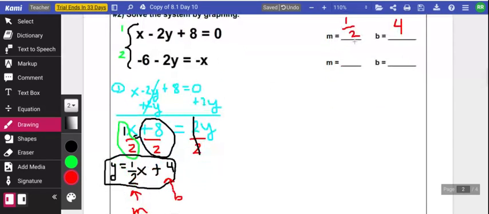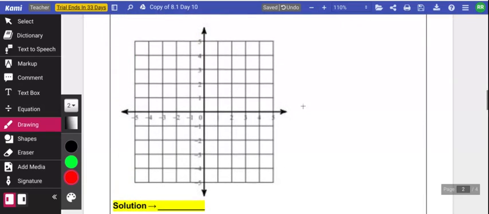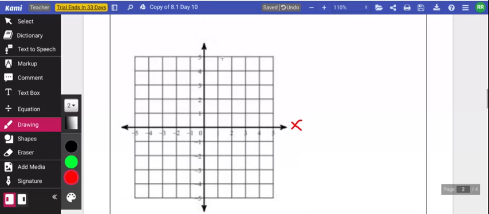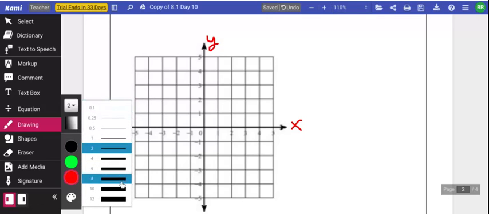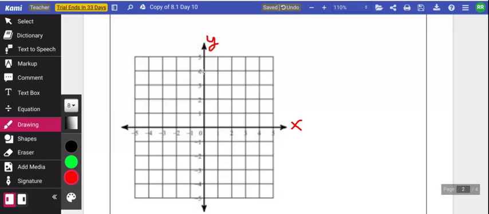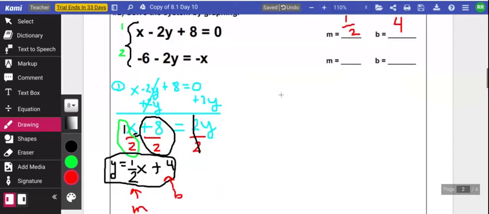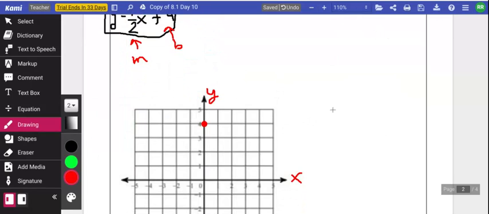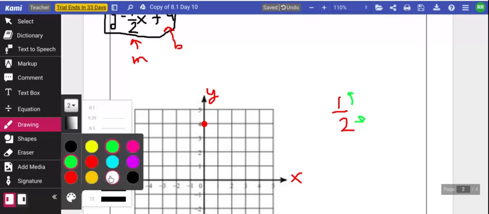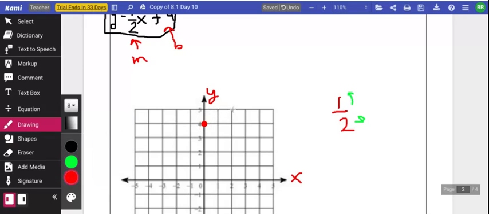So I would begin at b. B, of course, tells me where the line crosses the y-axis. This is the x-axis. This is the y-axis. And so line 1 crosses the y-axis at 4, right? Positive 4. That's where the line crosses the y-axis. And then we're going to move with m. M in line 1 is 1/2. Okay, and this would tell me to go up 1 and right 2. Okay, so if I do that from B, if I go up 1, right 2, I would be right there.